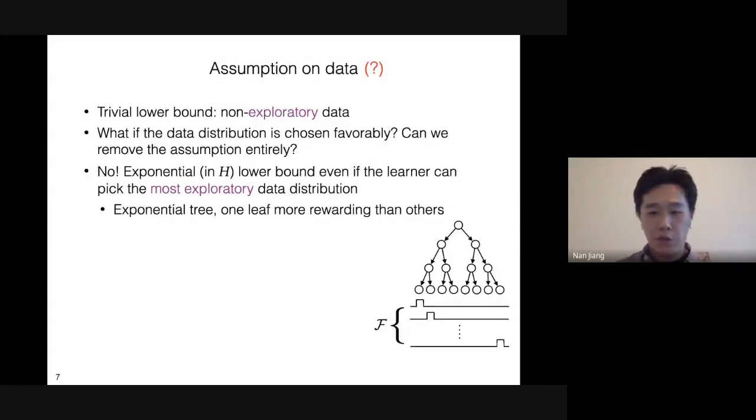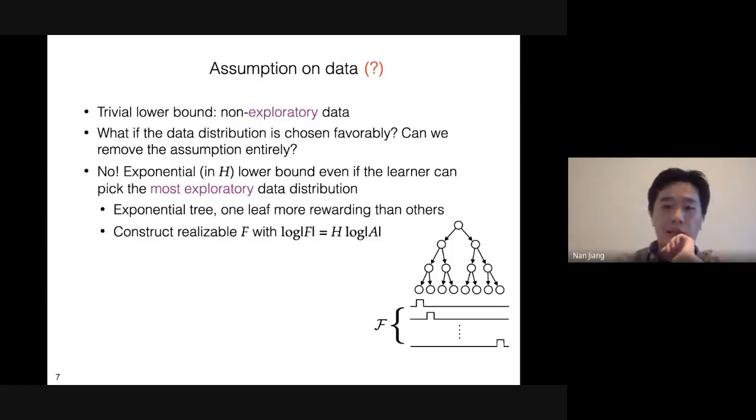You have this exponential tree MDP. This is a finite horizon one, but you can turn it into a discounted version. You have an exponential tree, and there's one leaf that gives you a little more reward than all the other leaves. Without any side information, all you can do is basically try every leaf at least once. So you end up with exponential sample complexity.